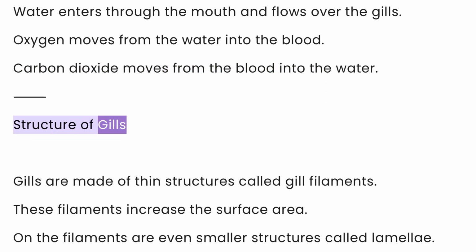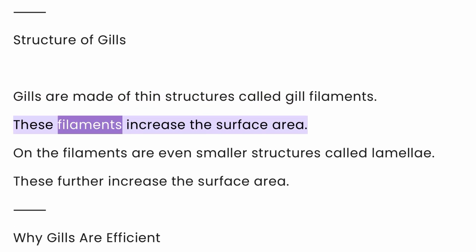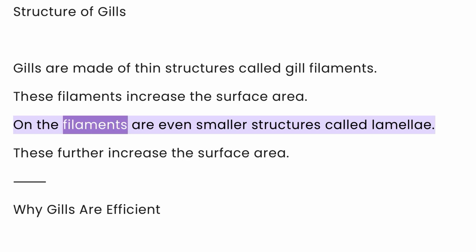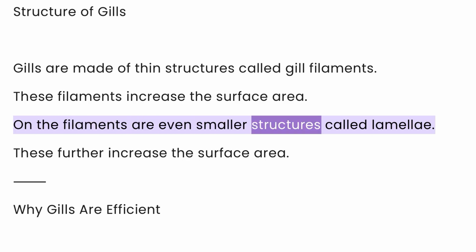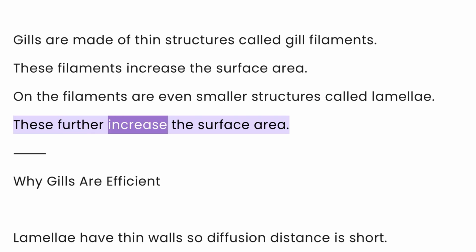Structure of gills. Gills are made of thin structures called gill filaments. These filaments increase the surface area. On the filaments are even smaller structures called lamellae. These further increase the surface area.